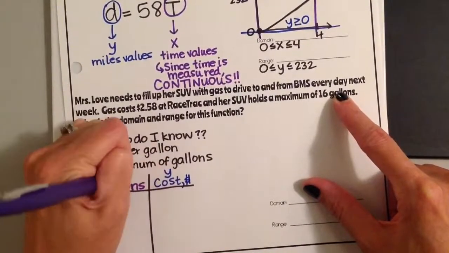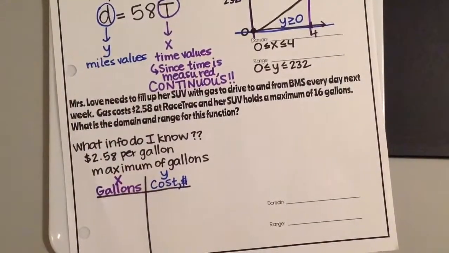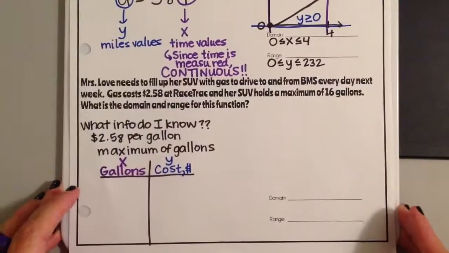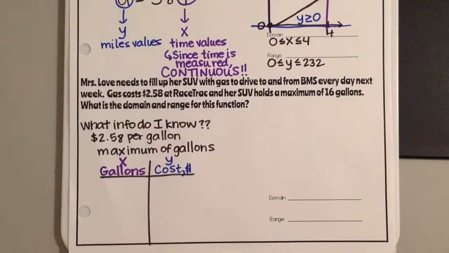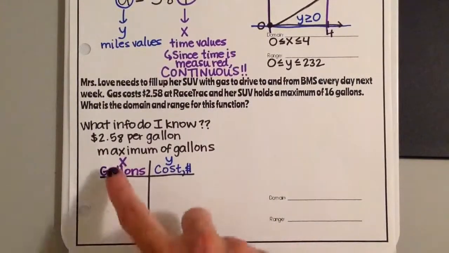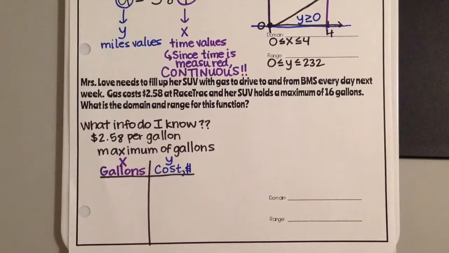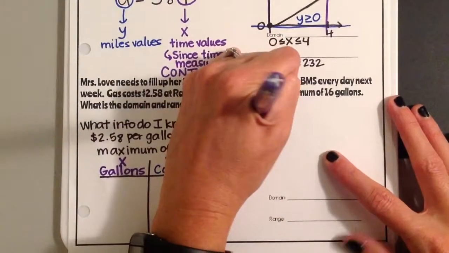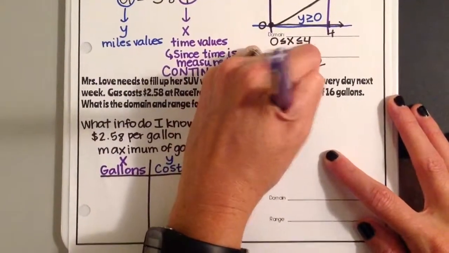I've got to know the number of gallons of gas before I can get the cost or what I'm going to pay Racetrack. Okay, so let's talk about gallons. Do we measure gallons or do we count gallons? Since gallons can be broken down into smaller parts, we measure them. Okay, with a tool, you're going to use a measuring cup to measure out your gallons. So this is going to be a continuous graph. Okay, so I'm going to write that over here. Gallons measured.